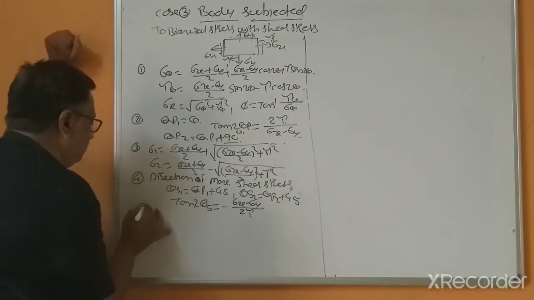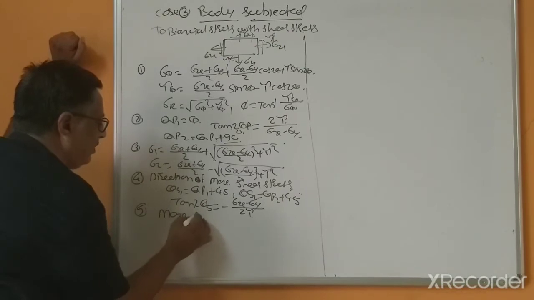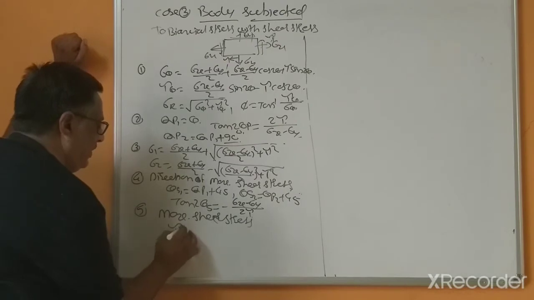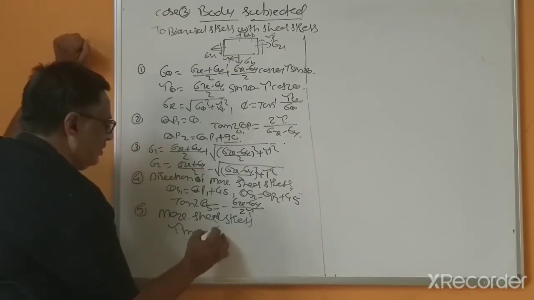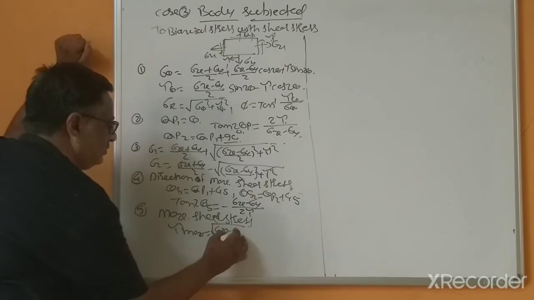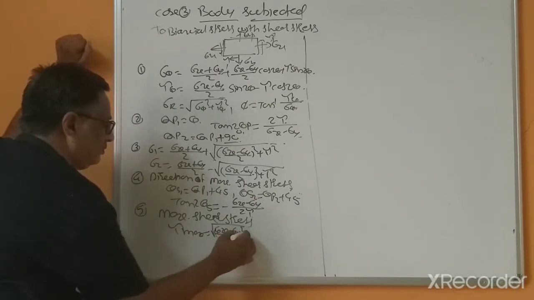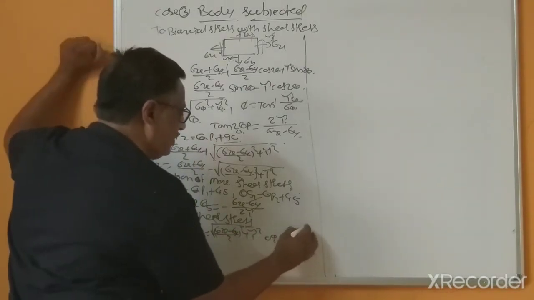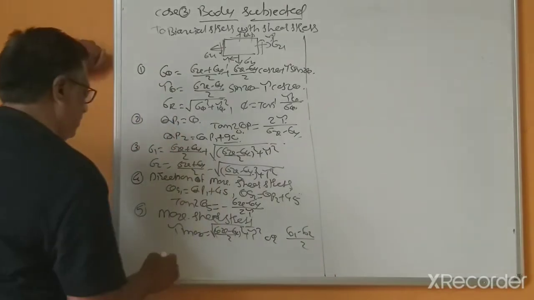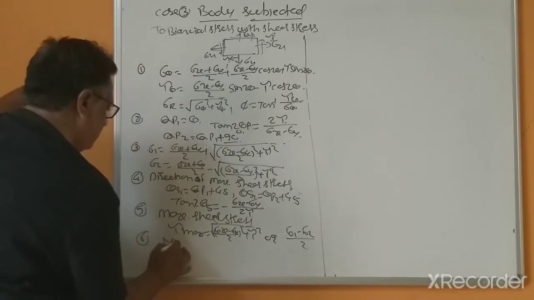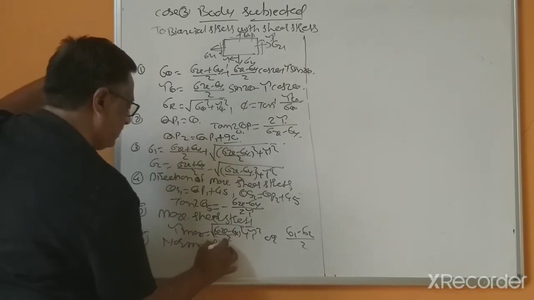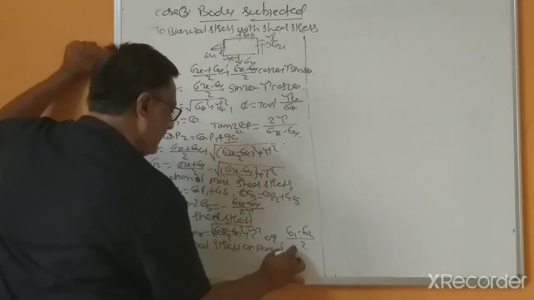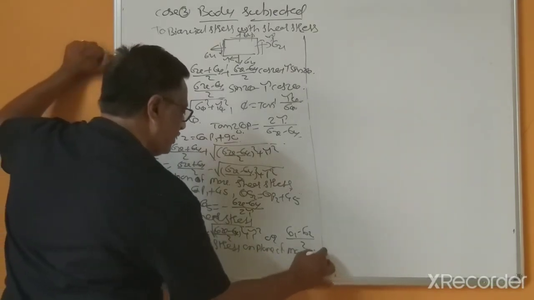Fifth bit, maximum shear stress, tau max equal to under root, or sigma 1 minus sigma 2 divided by 2, and the last step is the normal stress on plane of maximum shear stress.